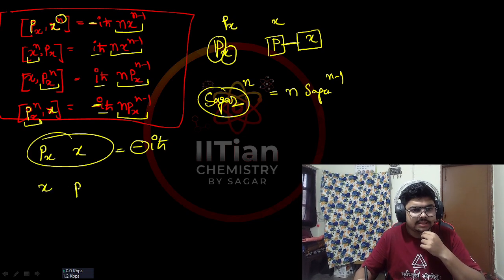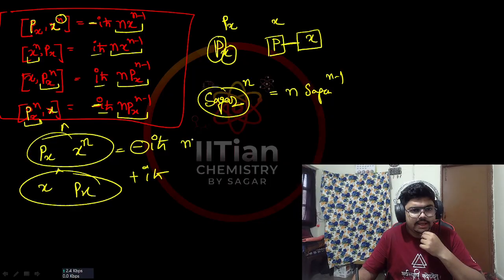But if it is x and then p_x with some power, then it will be plus iħ. Now if the power is on x, then it will be n x to the power n minus 1. If the power is on p_x, then it will be n p_x to the power n minus 1.